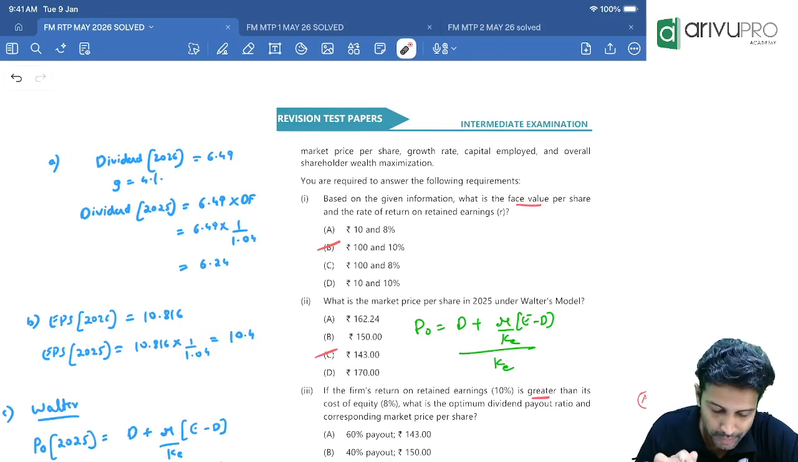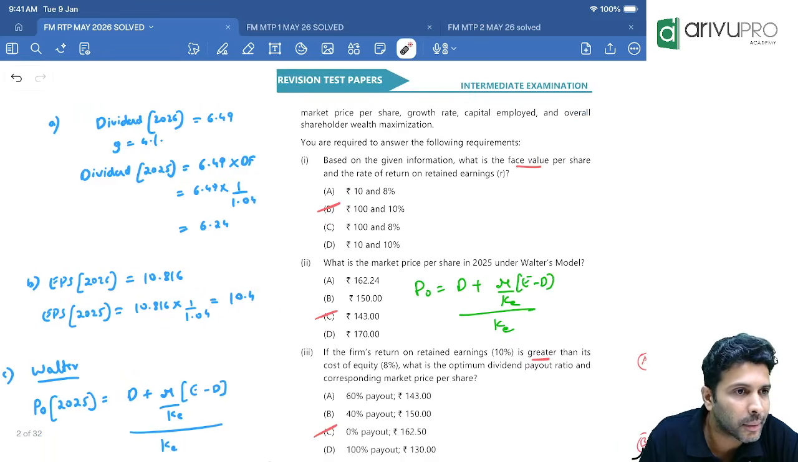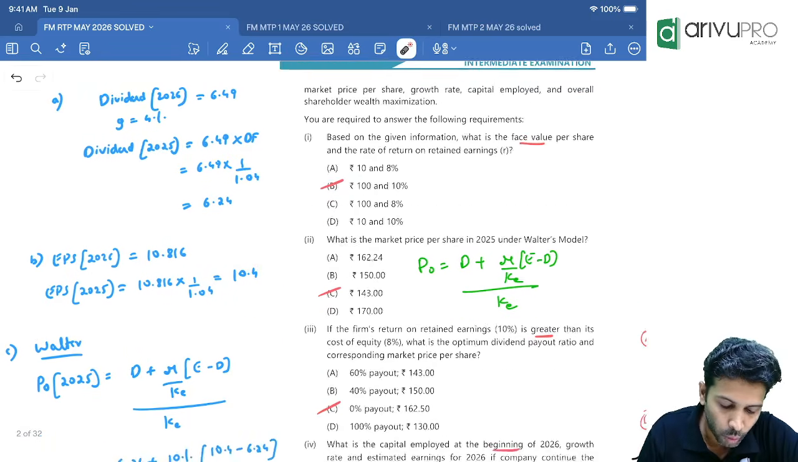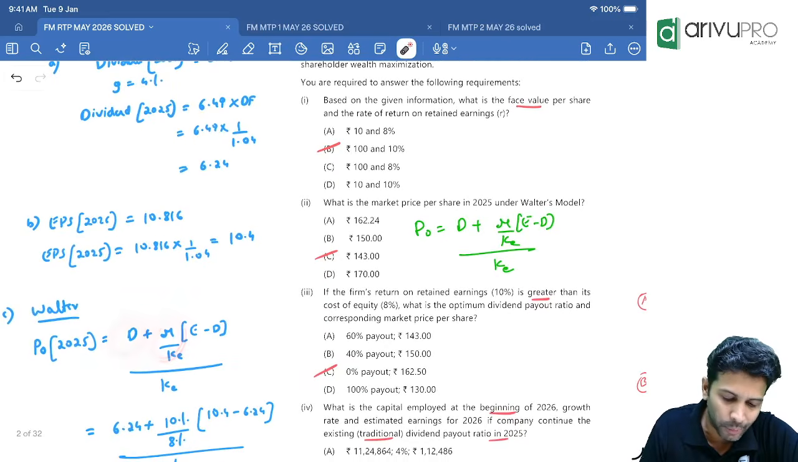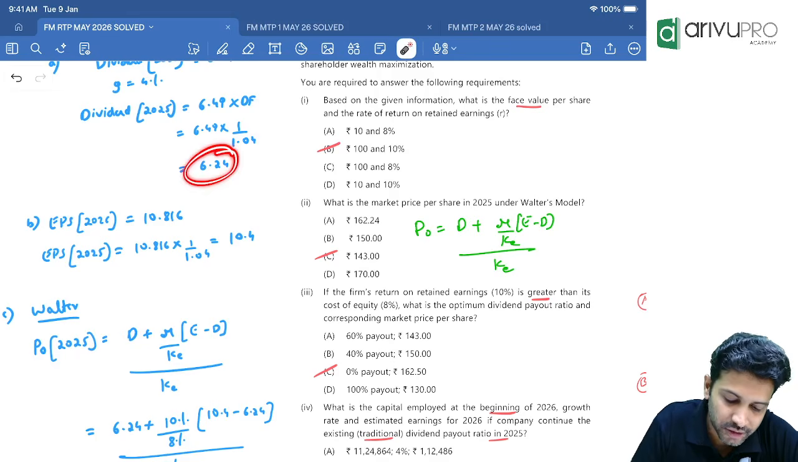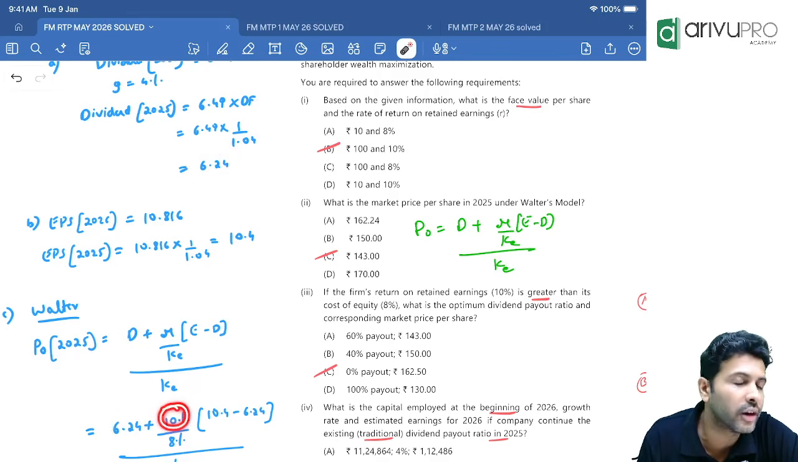10.04. Okay, 1 minute. Are we good with this so far, everybody? Backward calculations. Okay, now Walter Sir's model, D plus R. Now plug in. Dividend, do we have? How much is the dividend? 6.24 plus R, you already know, 10%.